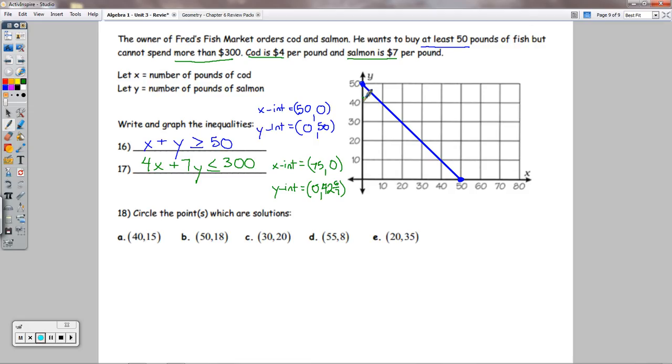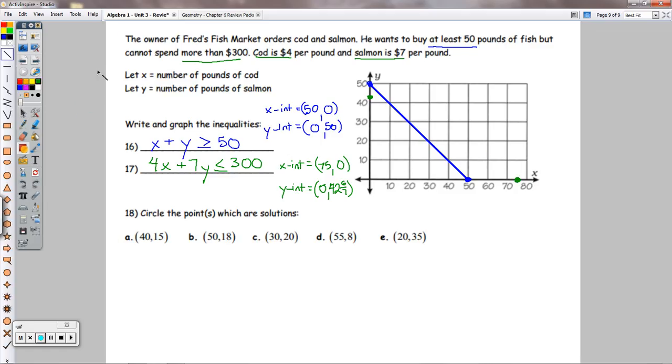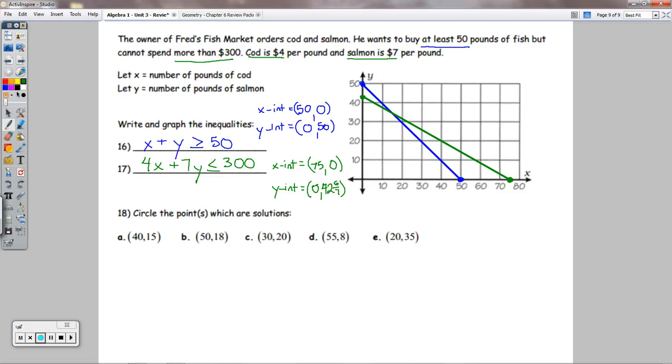42 and 6/7 would be about right there. And x-intercept 75 and 0 would be about right there. If we connect those with a straight line, rather than a crooked line, I guess, I don't know. Connect them with a straight line, connect them with a line.